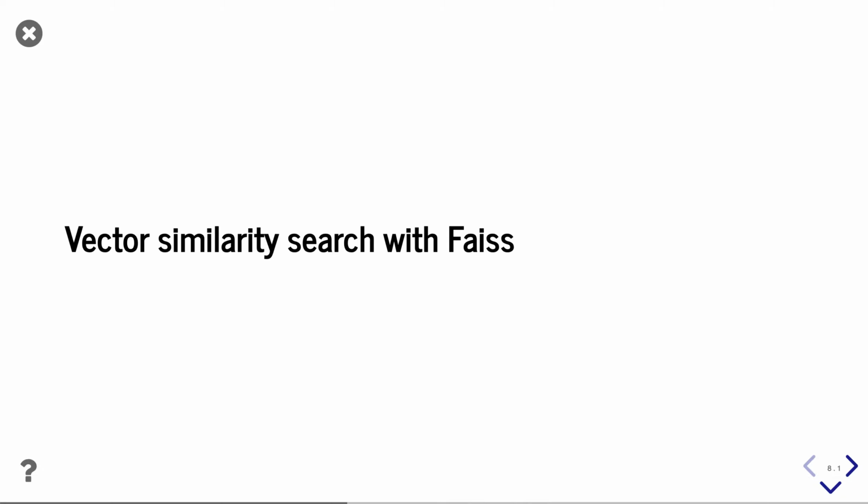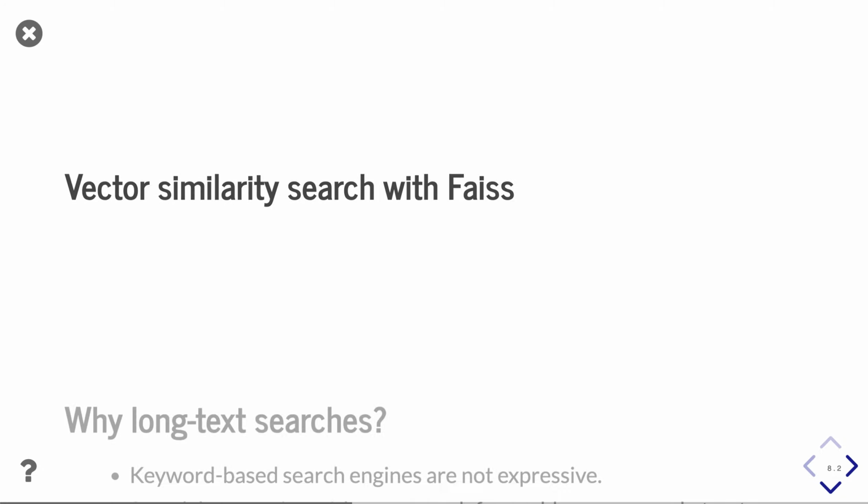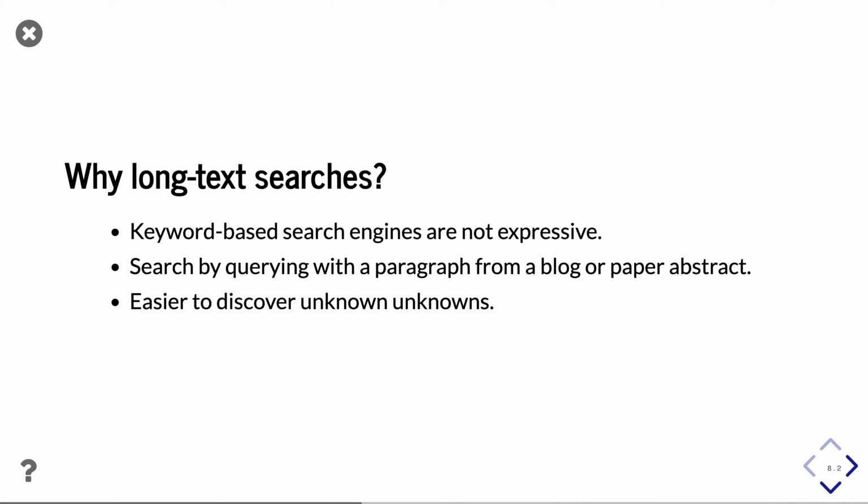Now that we have the vectors, let's create a semantic search engine with them. So firstly, why do we want long text searches? I think that the first reason is that keyword searches are not very expressive. Searching with a longer text, such as a paper abstract or a blog, is more intuitive and something that links you directly from the source to the database. Moreover, how would you discover the unknown unknowns if you don't know the relevant keyword? So with longer text, it's easier to experiment and come up with more relevant results.